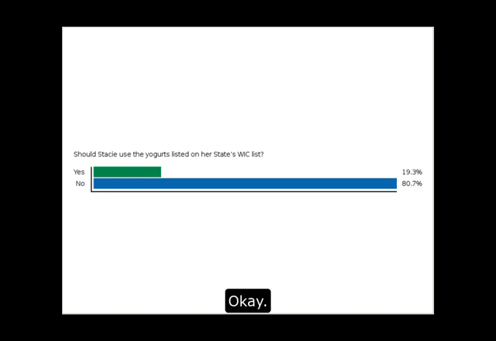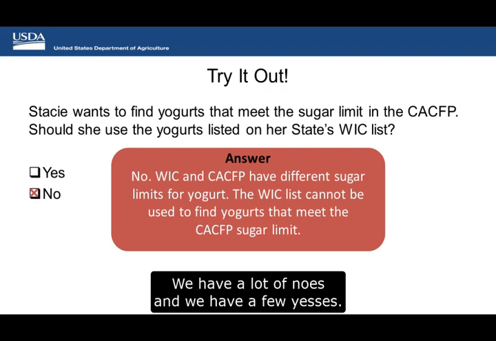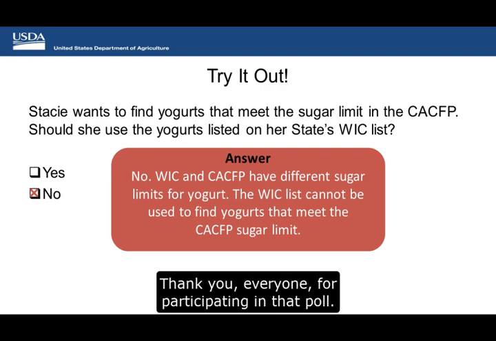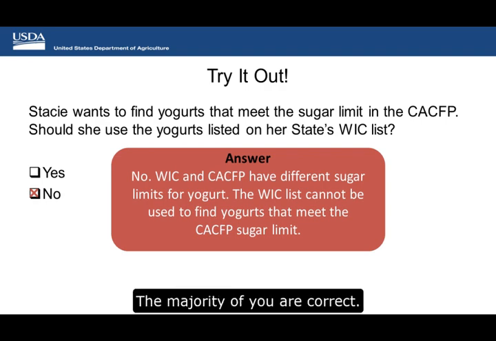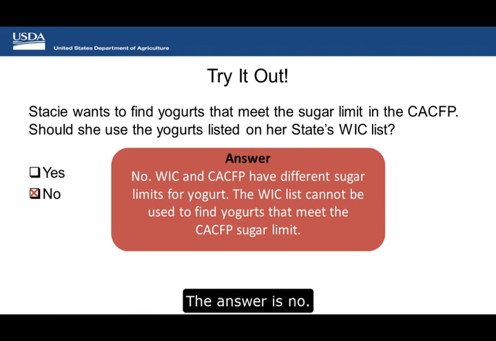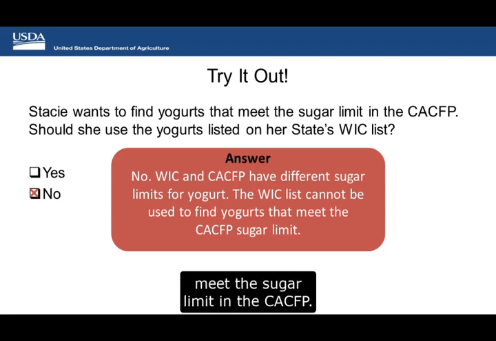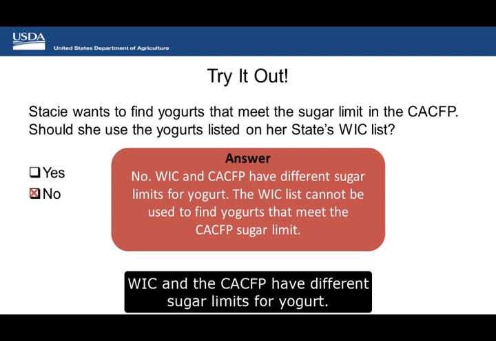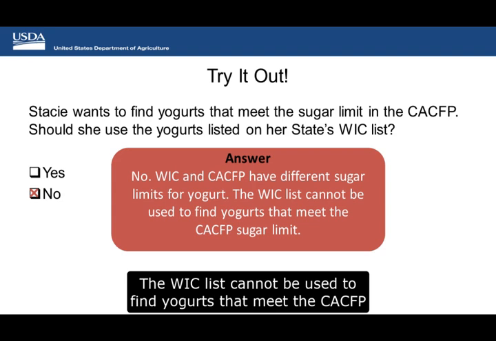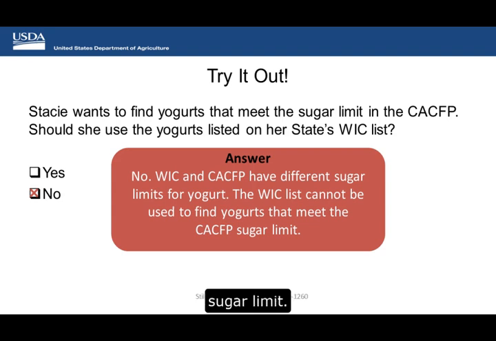Okay, we have a lot of no's and we have a few yeses. So thank you everyone for participating in that poll. The majority of you are correct. The answer is no. So Stacy should not use the WIC list to find which yogurts meet the sugar limit in the CACFP. WIC and the CACFP have different sugar limits for yogurt. The WIC list cannot be used to find yogurts that meet the CACFP sugar limit.